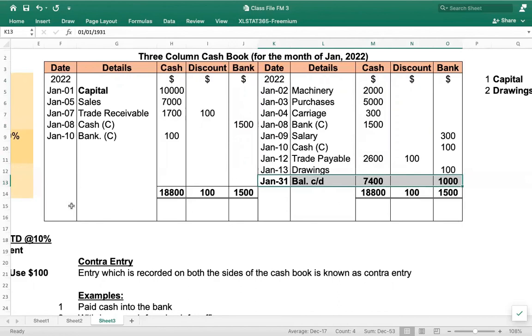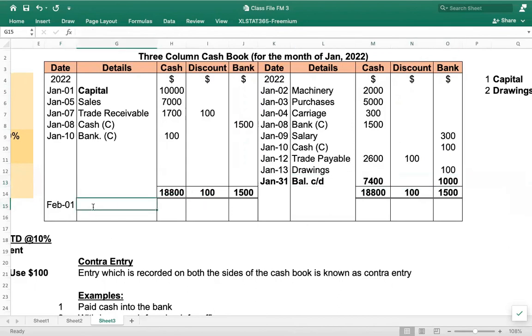So this debit balance goes to the next month. What will be the next month? February 1st. Both are debit balance, so I will put this balance on the debit side next month. Balance brought down. Here carried down. See, CD means carried down. And here I will write brought down. Both are debit balance, so next month I will write on the debit side 7,400 and here 1,000. Got it?